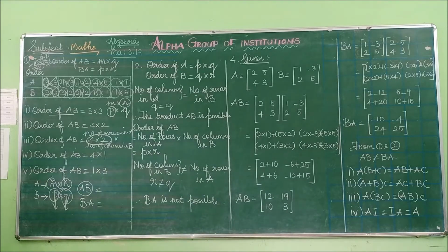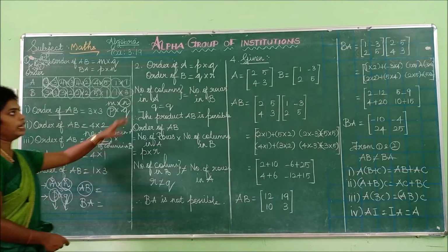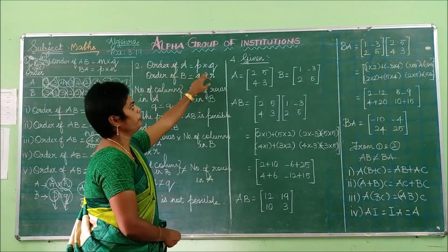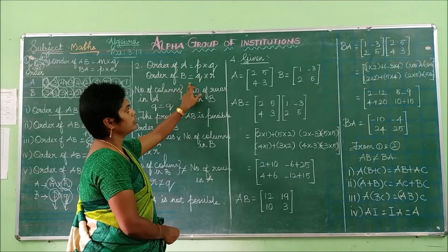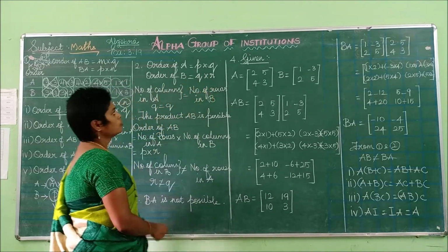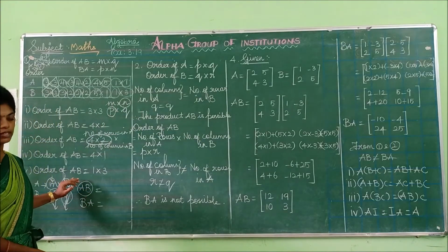So what is the second problem question? If A is of order P cross Q, B is of order Q cross R, what is the order of AB and BA? So listen here, they have given A is of order P cross Q, B is of order Q cross R. What is the order of AB and BA? So first write order of A which is equal to P cross Q, order of B which is equal to Q cross R. So using this condition, we have previously learned.